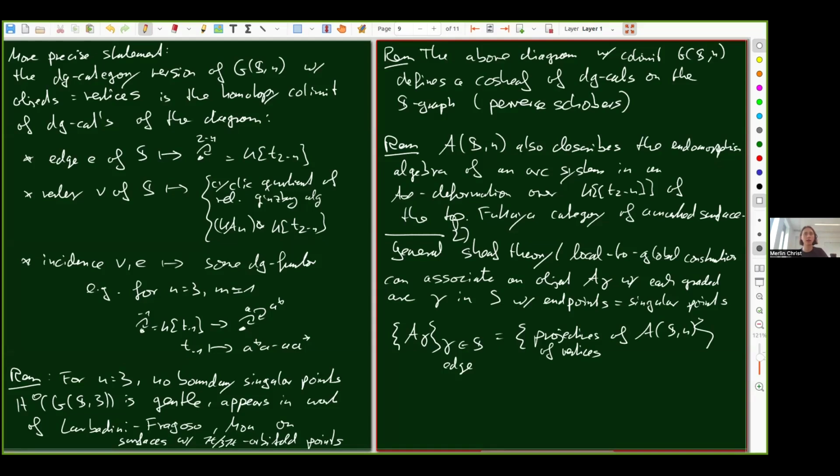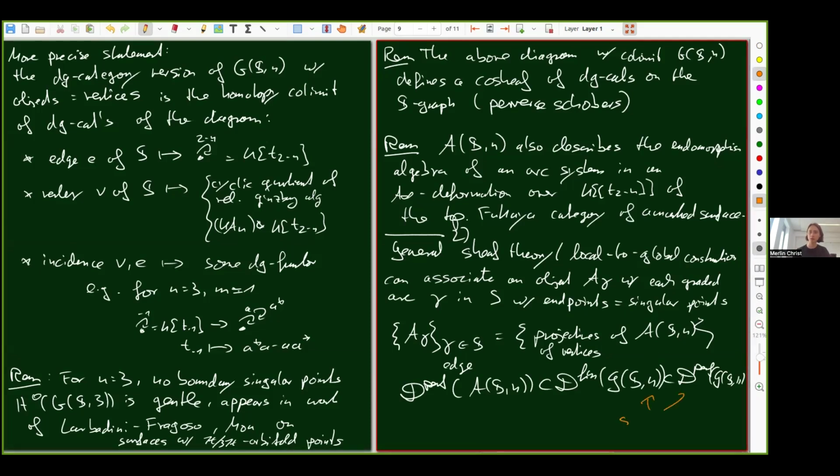Sorry, so the local to global construction in this case gives you the category of modules over A_SN? I mean, you didn't state it explicitly, but so D_perf of A_SN. This is a full subcategory of D_fin of G_SN, which is a full subcategory of D_perf of G_SN. In general, none of these inclusions are equivalences. This is never an equivalence. This is sometimes an equivalence, the first one. And then this last thing here has a sheaf model. Actually, both of them have a sheaf model.